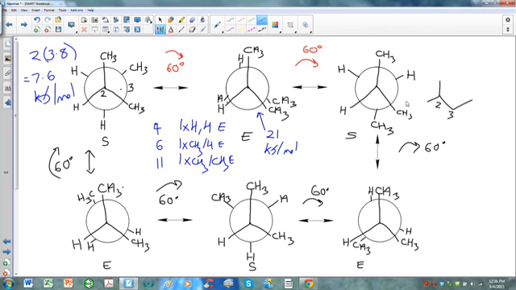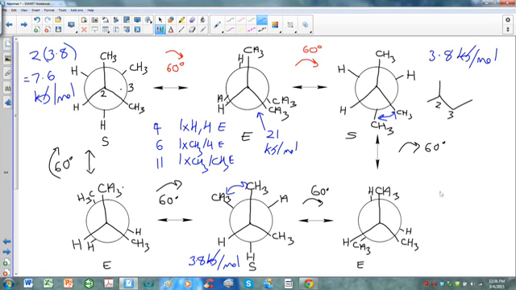Now let's go on to this next one. Can you see here the only interaction is this gauche interaction? That's all we have. So therefore that has an energy value of 3.8 kilojoules per mole. When we go on to the other staggered one, we're going to come back to this eclipsed one. Can you see it's exactly the same here? So this also has an energy of 3.8 kilojoules per mole. Now let's go to the remaining two eclipsed conformations and let's see what we've got.